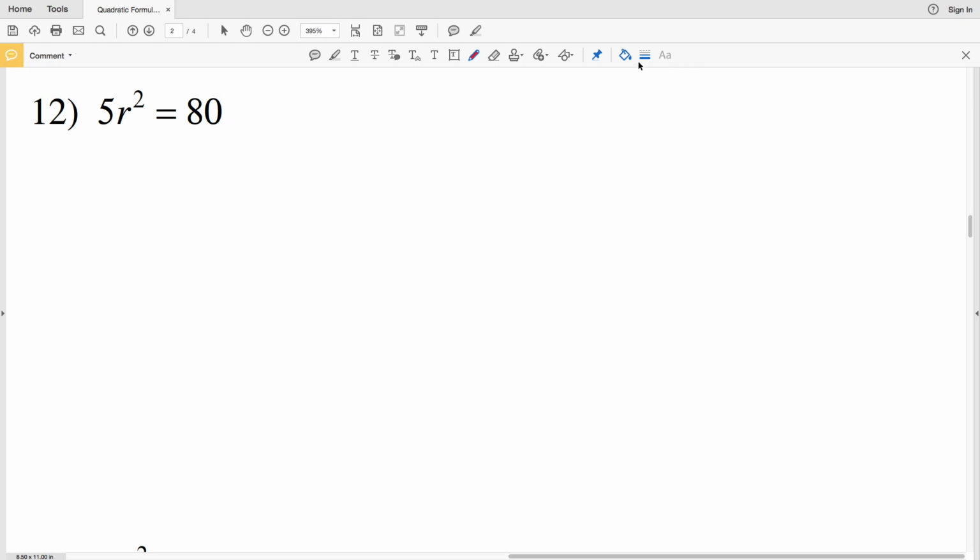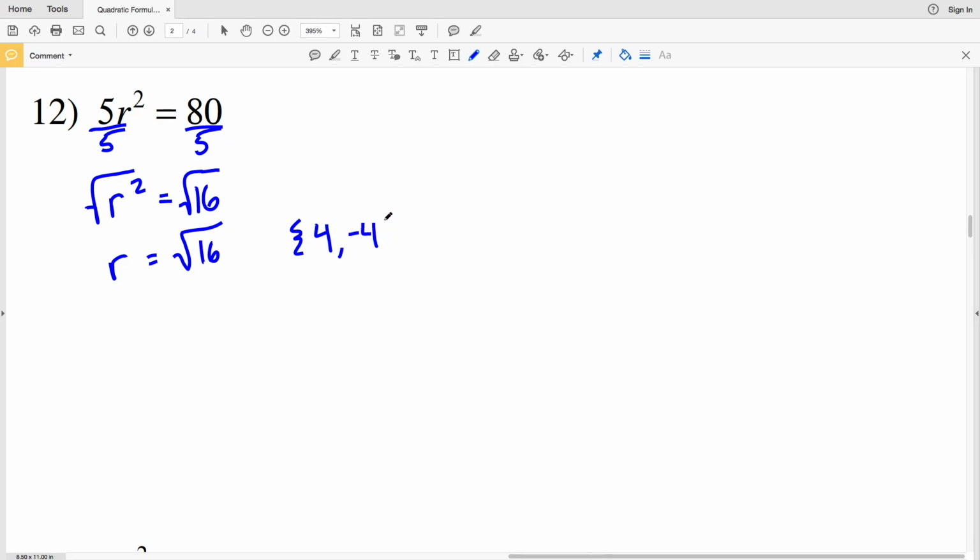And lastly in this video, I'll go over number 12. In number 12, an easy thing to do would be to divide both sides by 5 to get that r squared is equal to 80 divided by 5, which is 16. And then after that, we'd take the square root of both sides to get that r is equal to the square root of 16, which my two solutions for that would be 4 and negative 4.